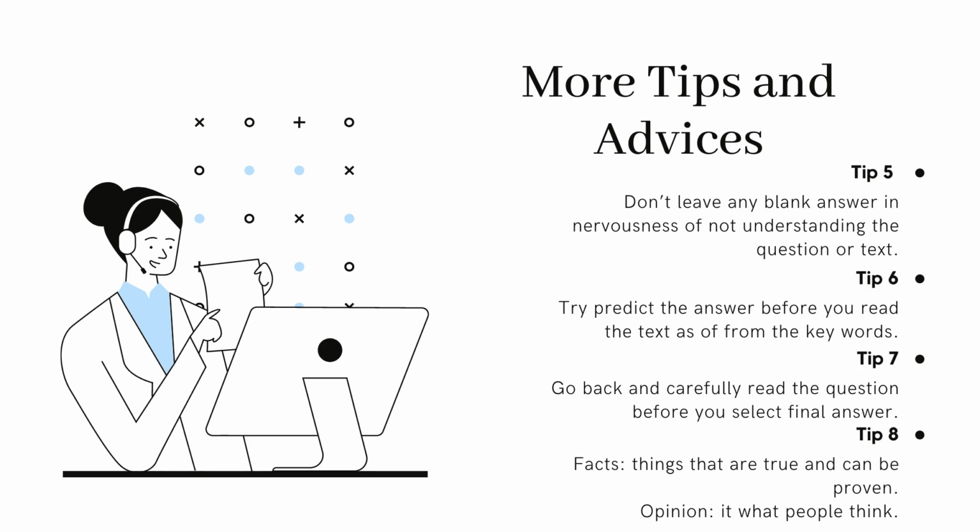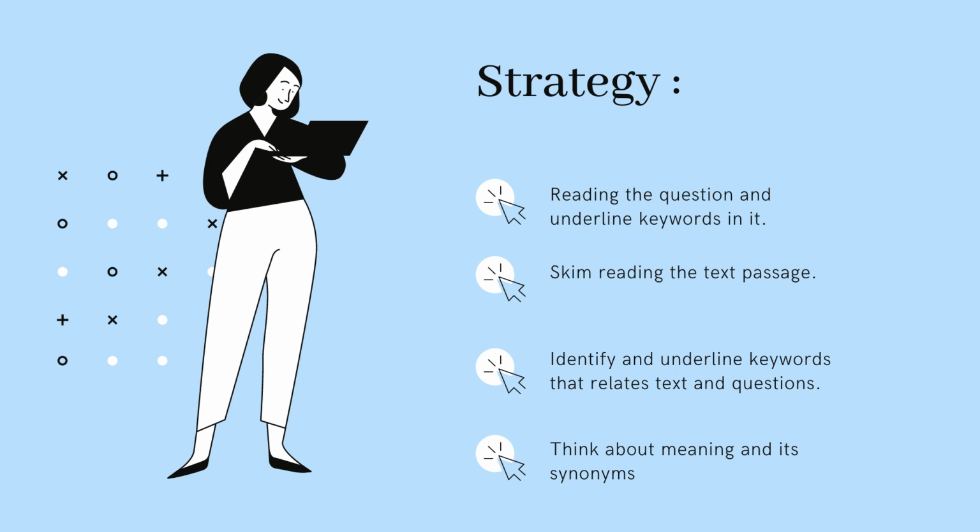You may be asked about both facts and opinions. Facts are things that are generally true and can be proven. Opinions are just what people think. The strategy to score maximum in this question type is: read the question carefully and underline the important words. Skim the text, that is, read the passage fast without going into every word, to determine the overall meaning. Underline the keywords, which are the main words in the question.